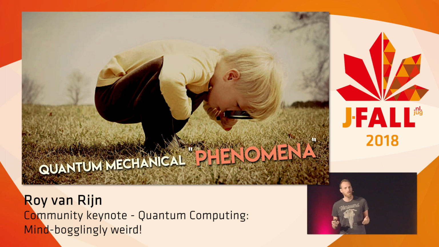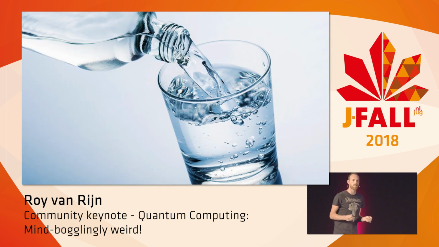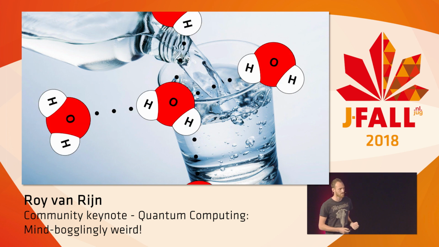So what is a quantum computer? How does it work? What is quantum mechanical phenomena? To do that, we have to do some basic physics. This is water. Water is made of molecules, H2O, yes. So 2 hydrogen, 1 oxygen. What if we want to break it up further? Well, then it's no longer water, then you end up with 2 atoms. The 2 hydrogen atoms and the oxygen atom.